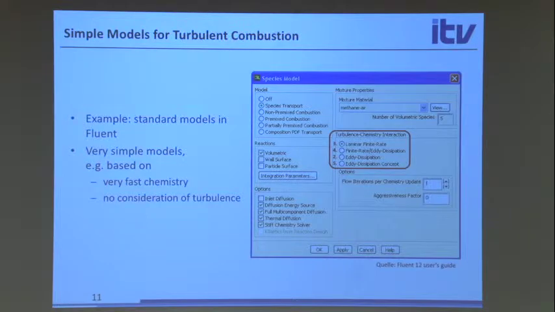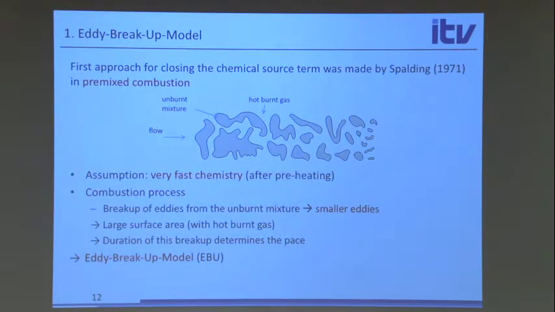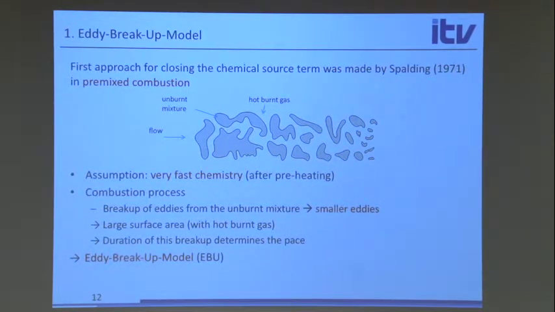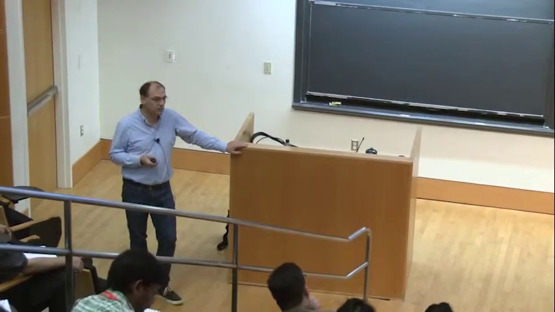And there's one more that I'll show you in the following, because it's kind of the basis for all of this. So one of the first models here was modeled by Spalding. It's called the Eddy Breakup model. The idea of the model is that, so this is for premixed flames. He was interested in engines, premixed spark ignition engines.